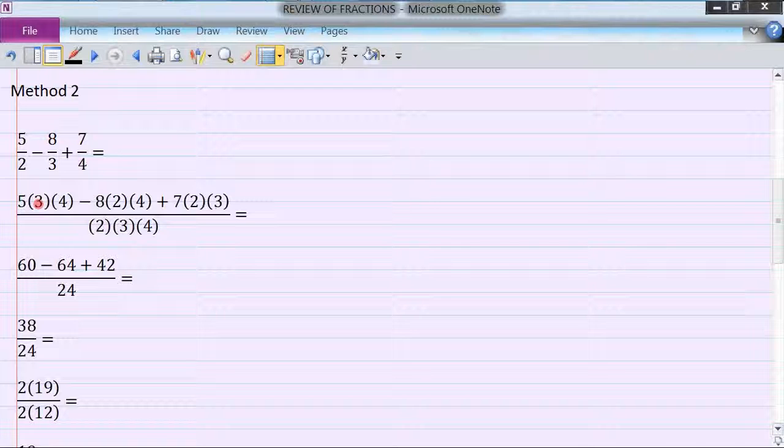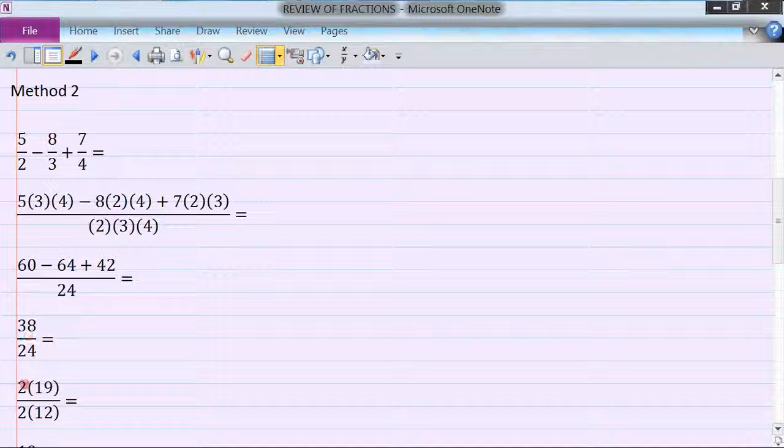And when you work this out, this 5 times 3 is 15, 15 times 4 is 60, 8 times 2 is 16, 16 times 4 is 64, and 7 times 2 is 14, 14 times 3 is 42. You can do those all on your calculator if you can't do them in your head. So now I have 60 minus 64, which is minus 4, plus 42 is 38. I have 38 over 24.